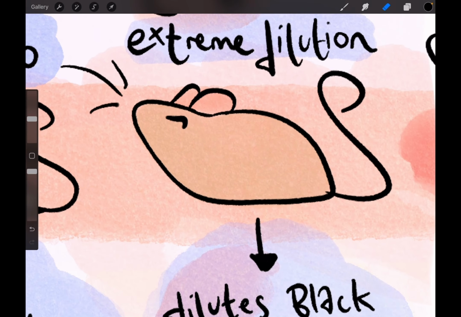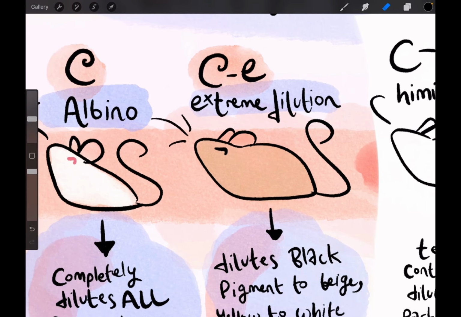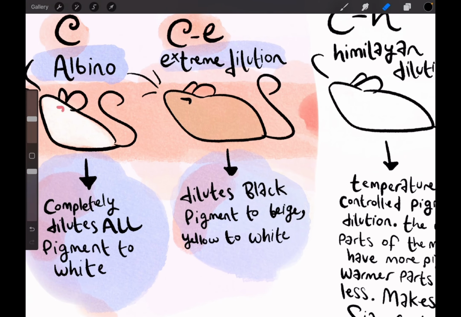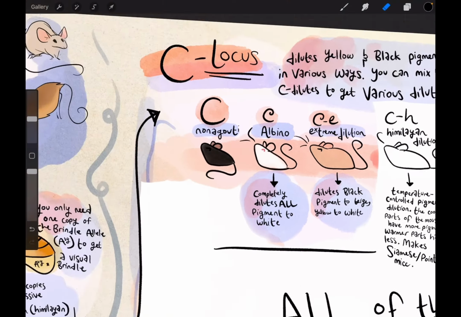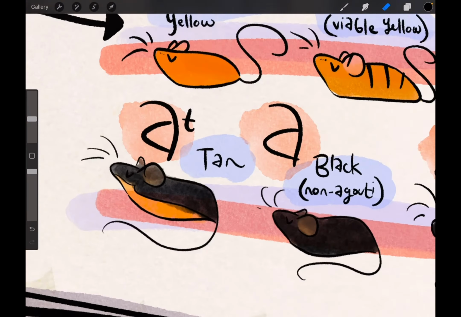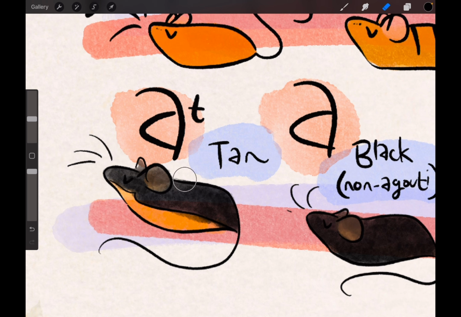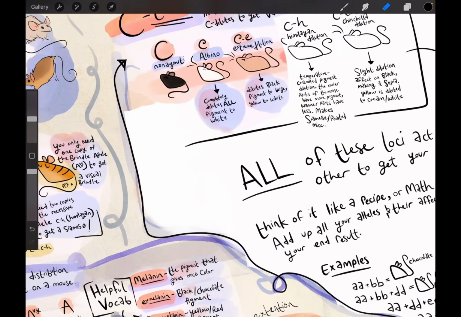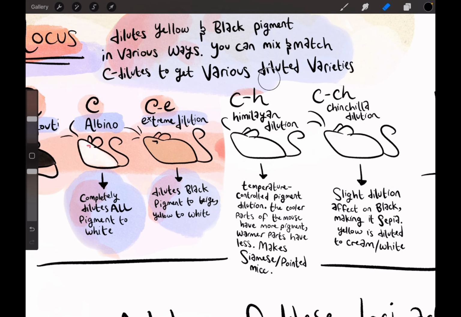It's quite nice, very pastel. I'm a fan. I've got a few extreme dilutions myself right now. But if we had it on a tan, the top would be beige, that black eumelanin, and that tan belly, that pheomelanistic belly, would be white. So, that's CE, extreme dilution.